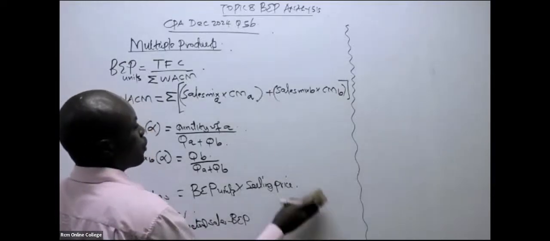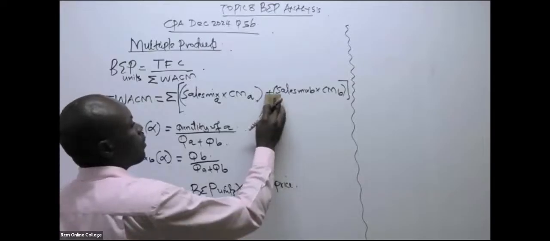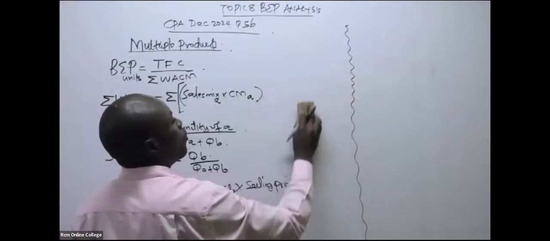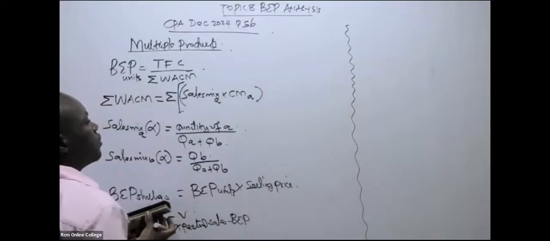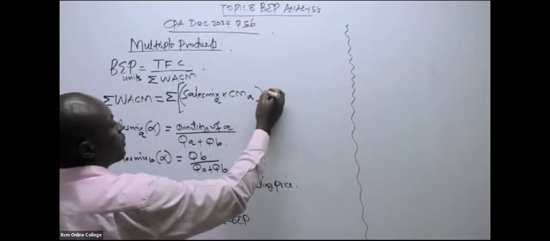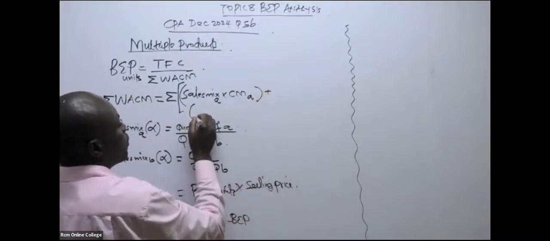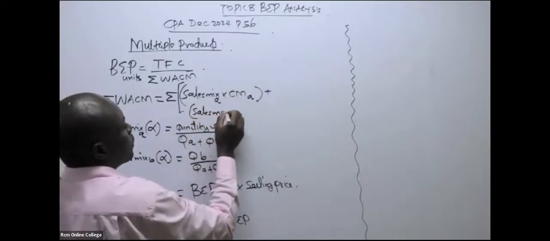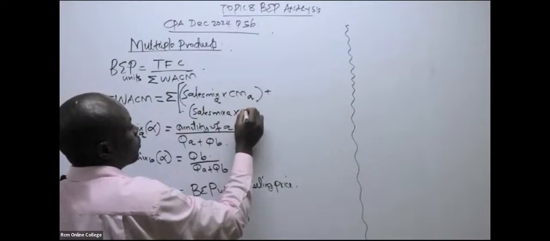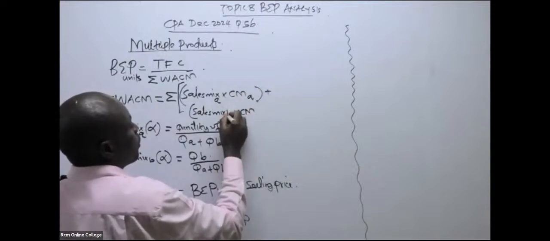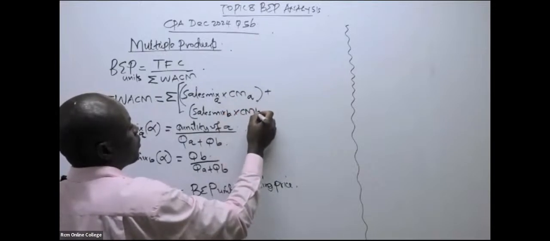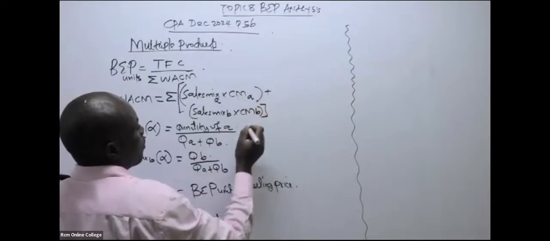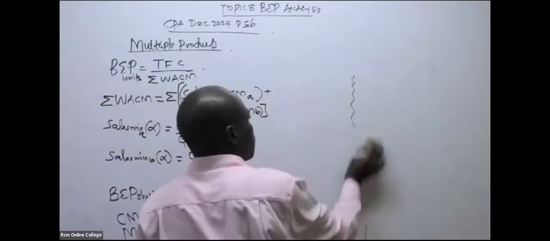So maybe I want to create some space here. Plus sales mix of A times contribution of B, yeah. So that I have some adequate space here.